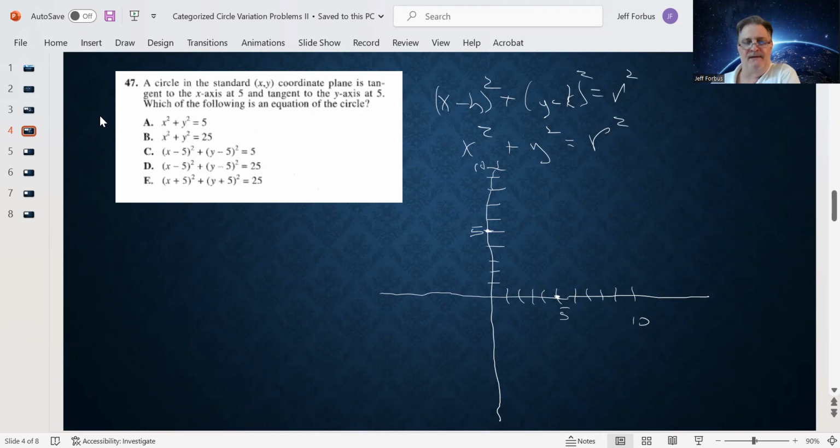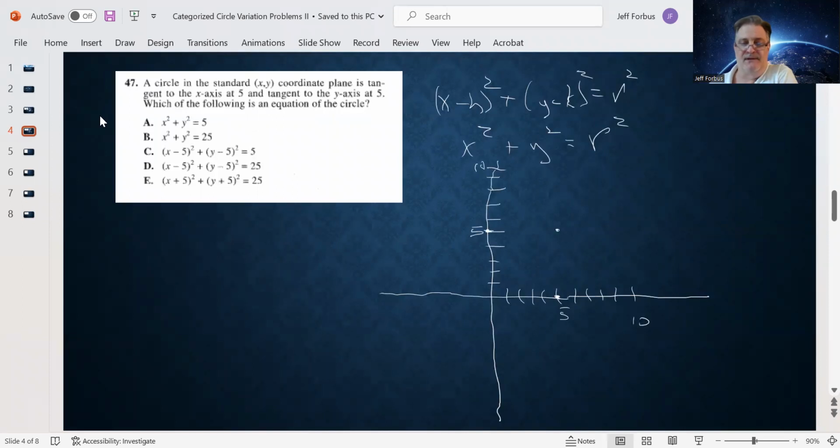Which of the following is an equation of a circle? So we can come across here and here. 5 and 5 meet right here. That's going to be about the center of our circle right there. Now, once you know where the center of the circle's at, you can go ahead and answer this question real quick.